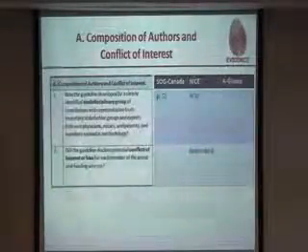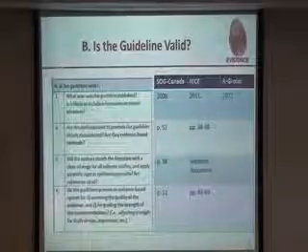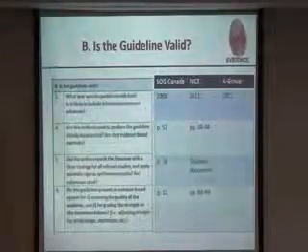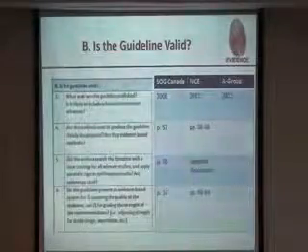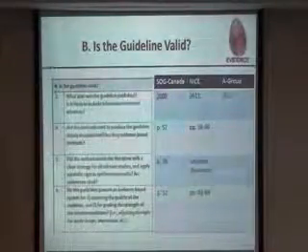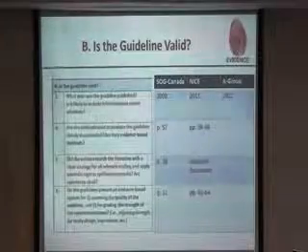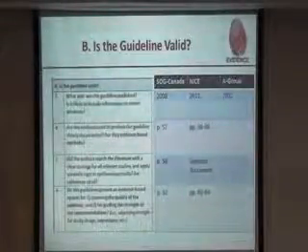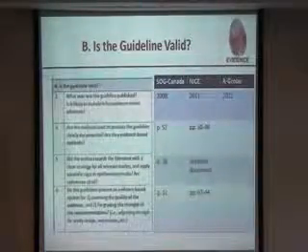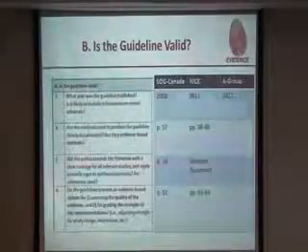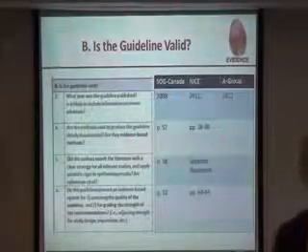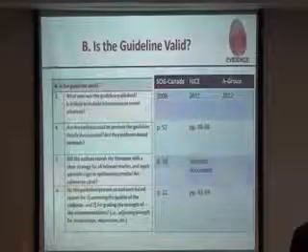The second group of questions is about validity. So validity is a judgment call. First is when it was published. Yours was published in August 2010. Instead, yours was March 2008, reviewed in 2011.